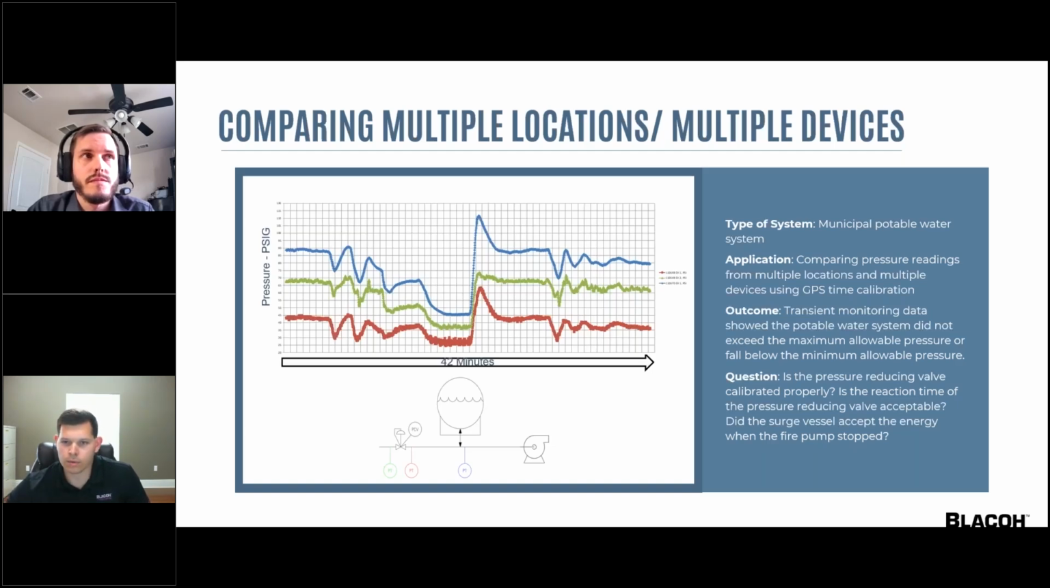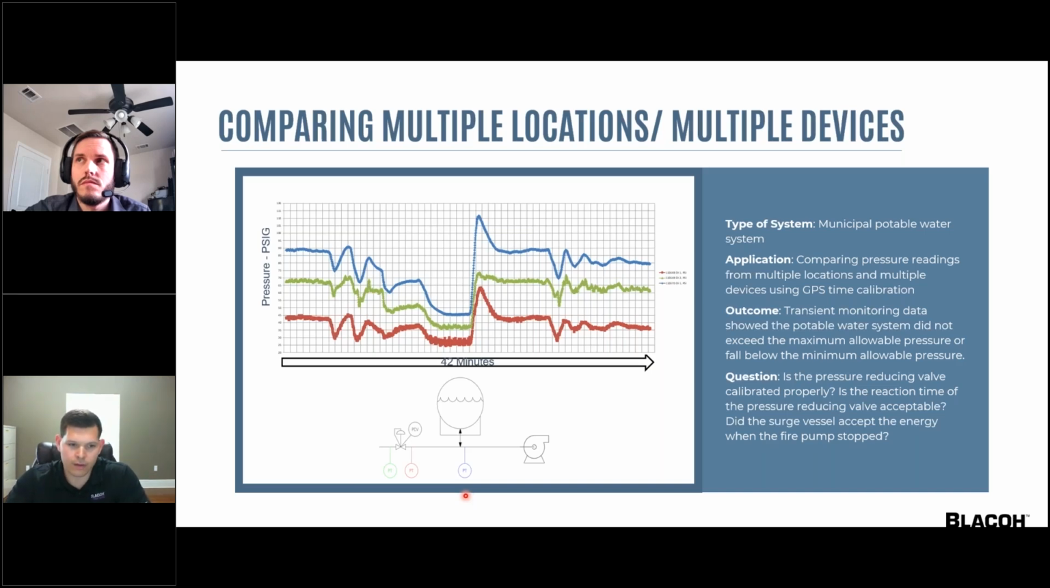This particular example is a municipal potable water system. It's flowing downhill, and the color of the graph represents different pressure sensors. So the first sensor that we can see here, which is green, is installed at the top of the hill. This is upstream of the pressure reducing valve. The second sensor, which is red, is installed also at the top of the hill, downstream of the pressure reducing valve. And then the third sensor, which is blue, is installed at the bottom of the hill at the base of the surge vessel. So this is also all upstream of a fire pump.